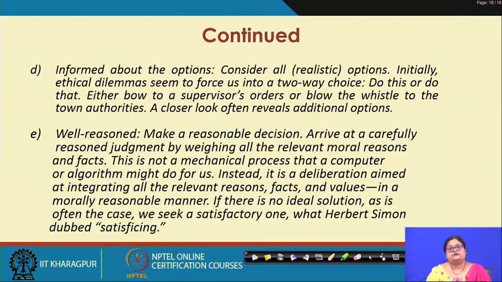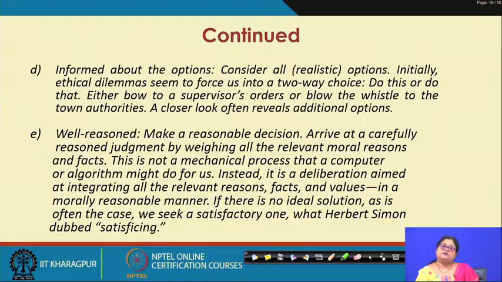We need to get informed about the options, and consider all realistic options. Initially, ethical dilemmas seem to force us into a two-way choice: do this or do that. Either bow to a supervisor's orders or blow the whistle to the town authorities. A closer look often reveals additional options.